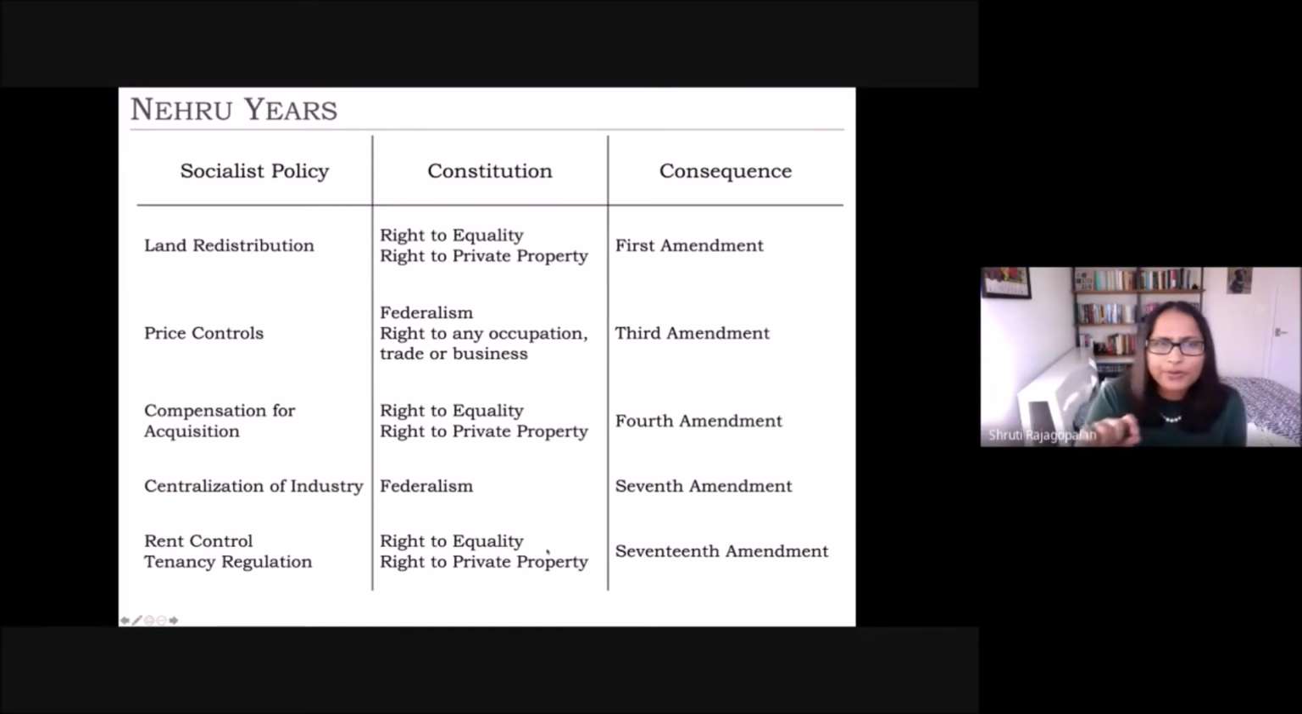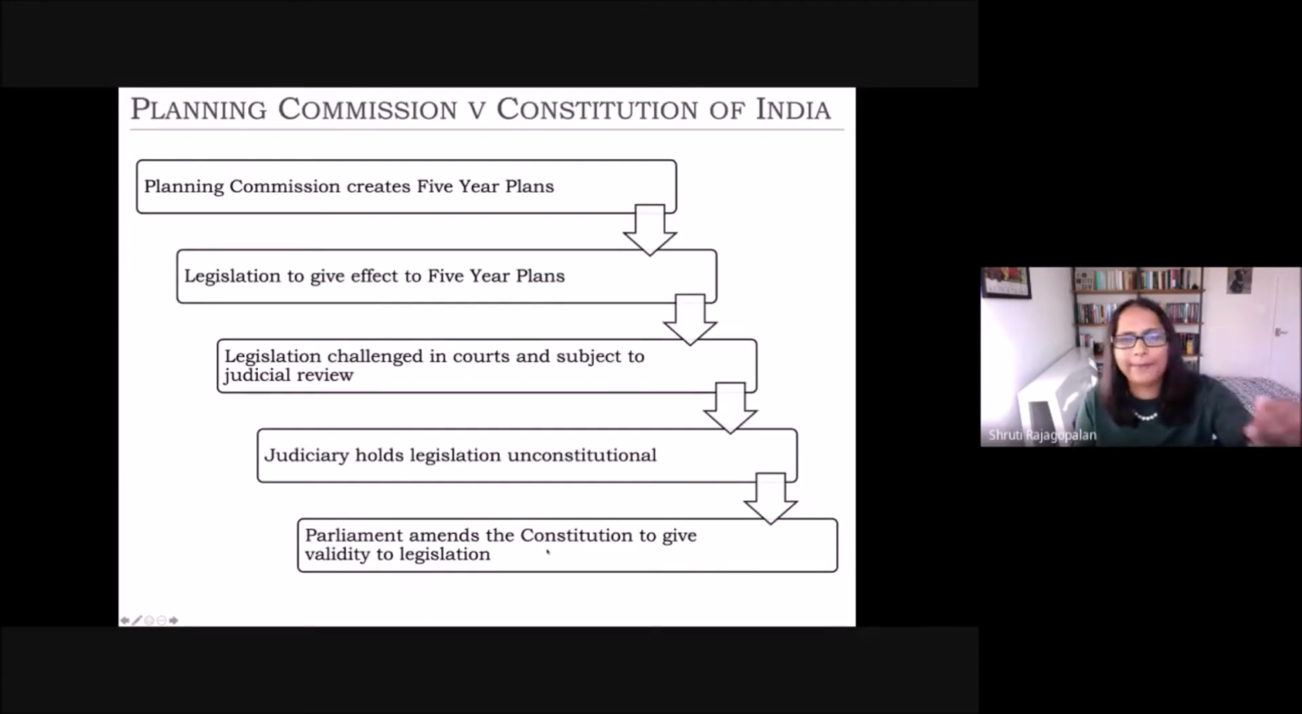So for the sake of time, I'm not going to go into each and every one of these amendments, but you just look at the amending statute and you see what's going on, and you see that they are trying to directly give validity to a statute from the past, right? So you see this happening over and over again. The Planning Commission creates these plans. You have legislation to give effect to the plan. The legislation is challenged, as was the case, in detail, I told you about the Bihar legislation.